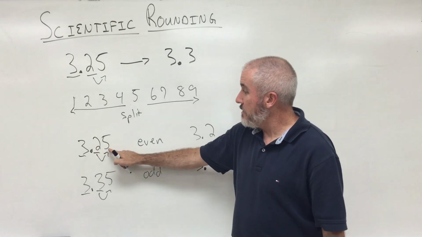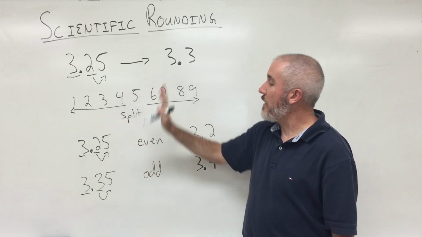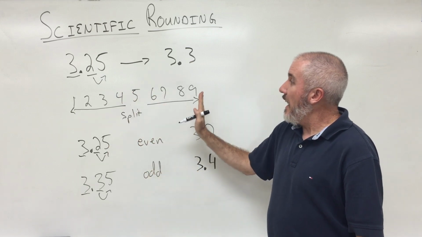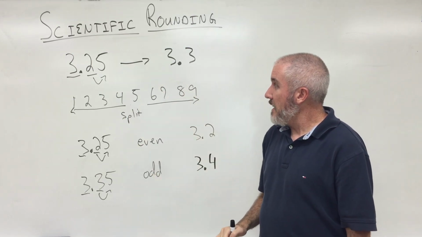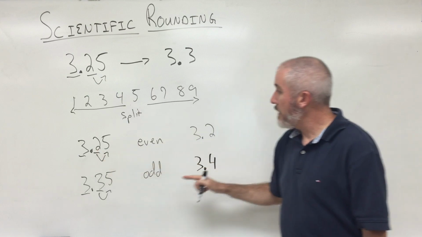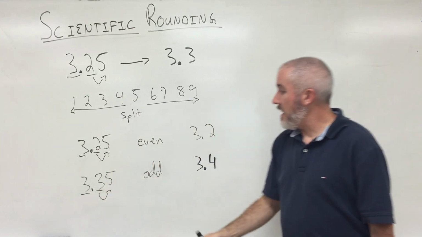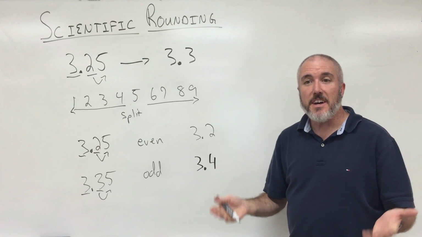So everything else remains the same. It's only if we look to and refer to a 5 is scientific rounding different. Everything else stays the same. And so just if there's a 5, if it's an even number that was the last digit we're keeping, go ahead and drop it. If it's odd, like a 3 here, and then we go up. And that's it. That's scientific rounding.